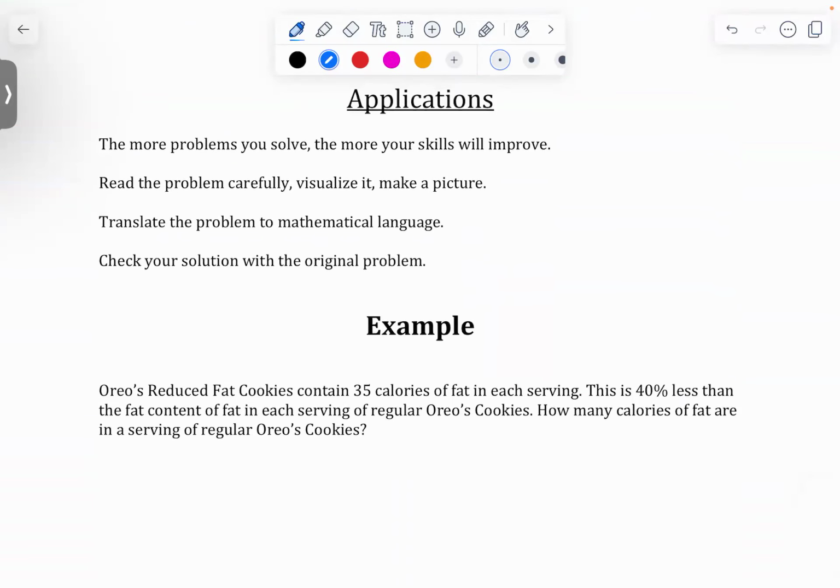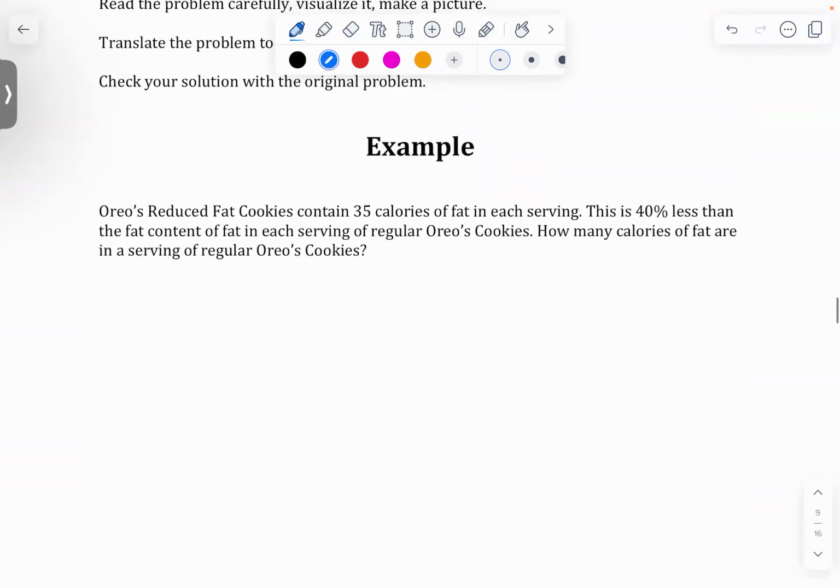As with everything, applications are the best part. So we looked at some basic algebra, basic proportions, but application, that's where the problems are the most interesting. So let's look at some examples. Oreo reduced fat cookies contain 35 calories of fat in each serving. This is 40% less than the fat content in each serving of regular Oreos. How many calories of fat are in a serving of regular Oreo cookies?